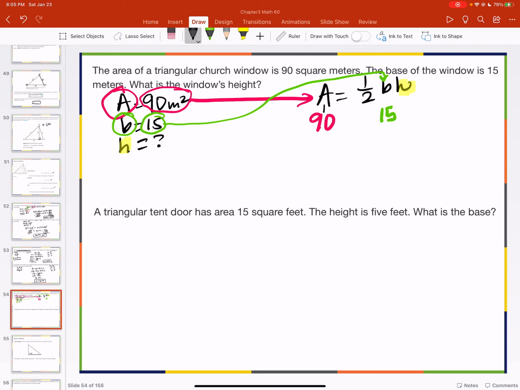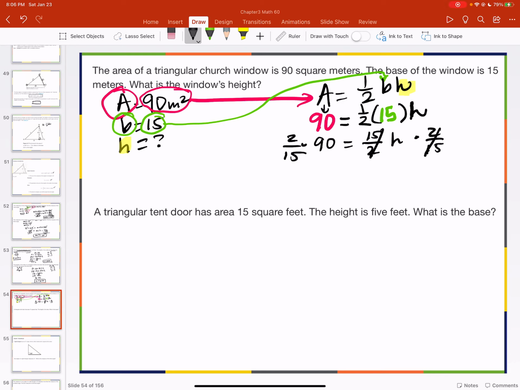So 90 is the area, equals. This 1/2 is part of it, and they're right next to each other, so that means multiplication. And height we don't know, so let's leave that as H, our variable. So 90 is equal to 15 over 2 H. So multiply both sides by the reciprocal of that.